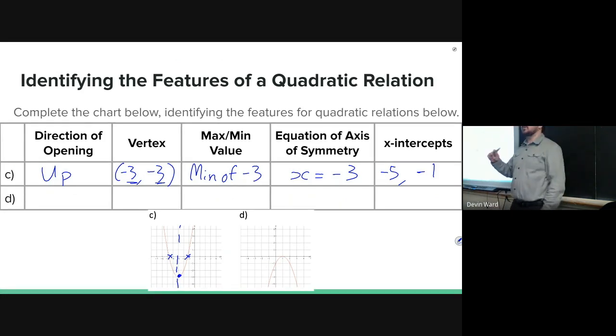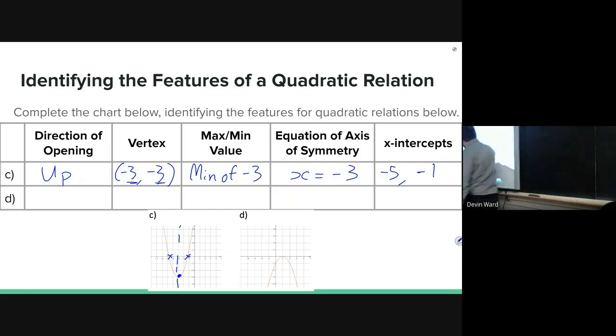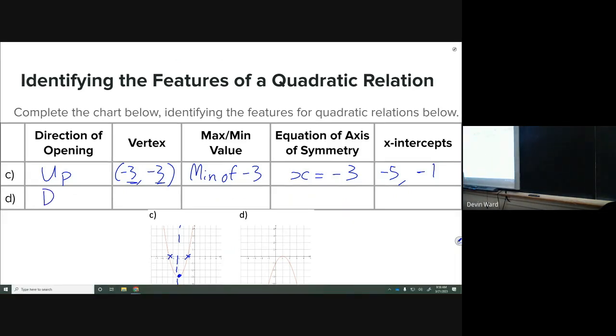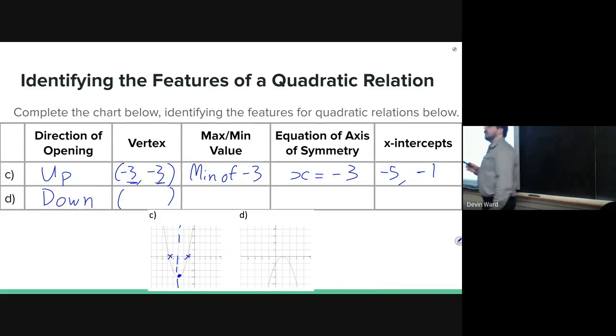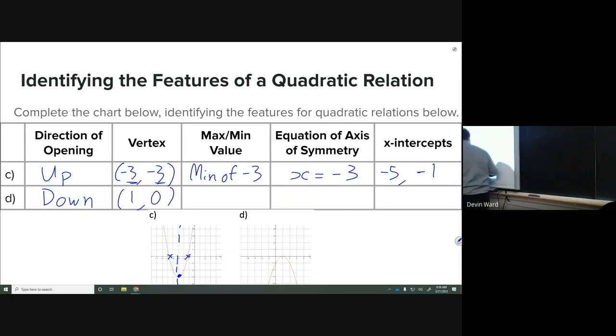D. A lot of people just mess up the one part on this one. So does it open up or down? Yeah. Good. It's facing down. And what is the vertex? 1 and 0, good. So remember, the horizontal is our x, and the vertical is our y. It hasn't moved up or down, so that's why our y is still 0, but it's gone 1 over on the x. So we have x then y, so it's 1 and 0.